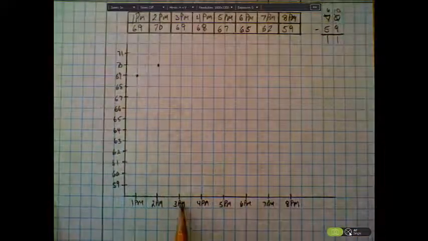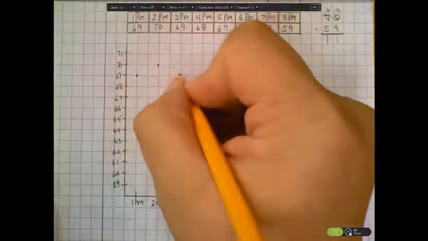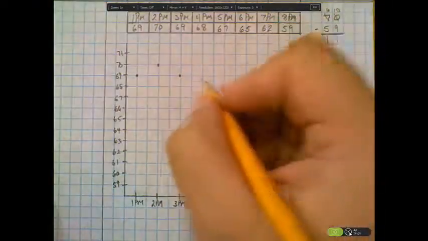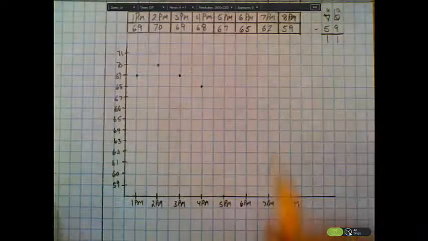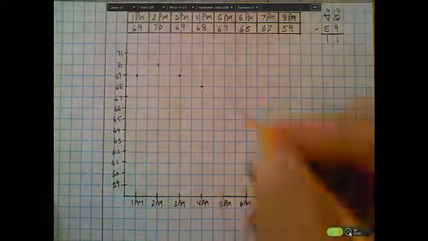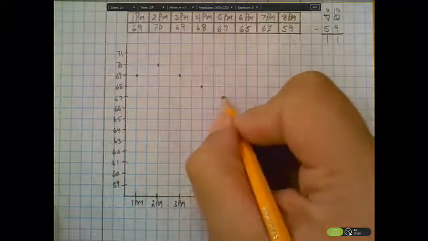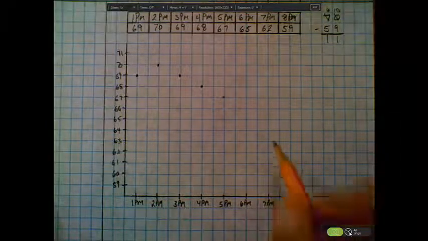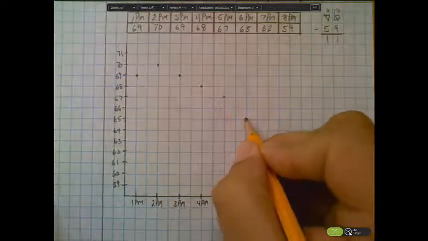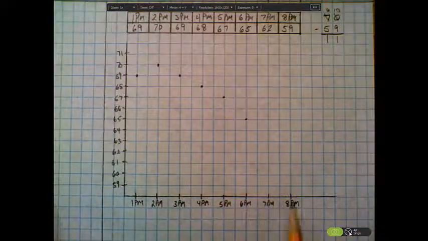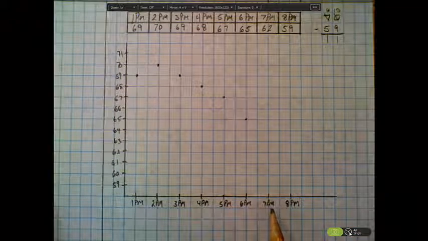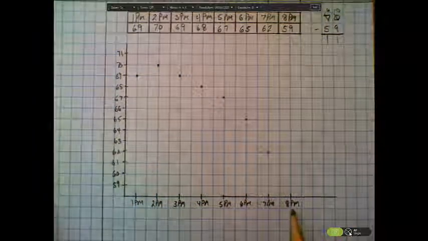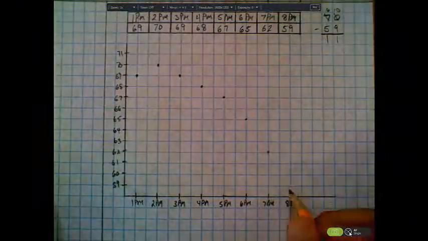The next one is 3 and 69, so it comes back down. Next one is 4 and 68. Next one is 5 and 67. The next one is 6 and 65. And the next one is 7 and 62. And then the last one is 8 p.m. is at 59.